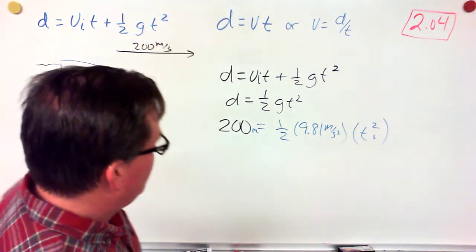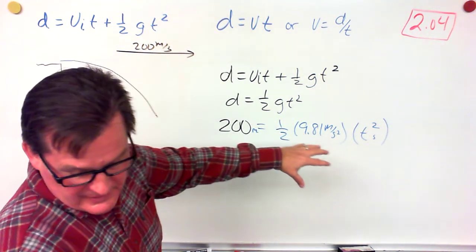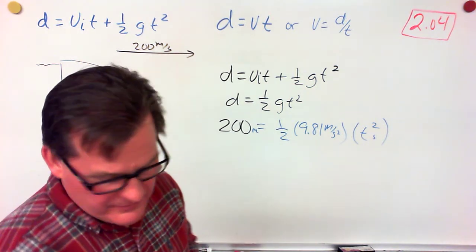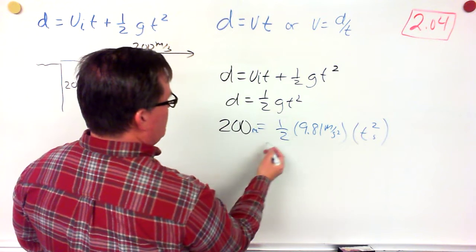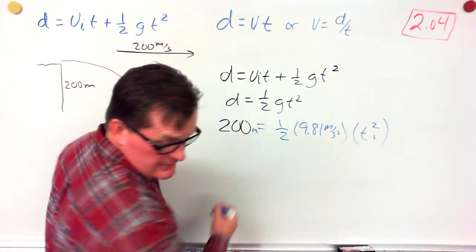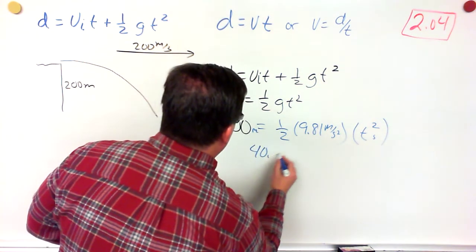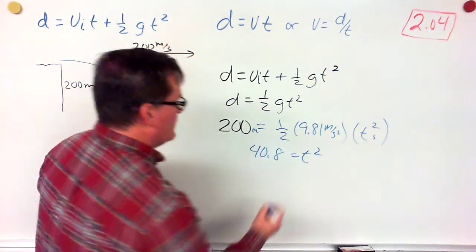So let's do the calculations. And I'm actually not going to do the calculations. I did them ahead of time, and they're in the worked example. I trust that you know how to do the calculations. But when you do all this, you take 9.81 divided by 2, divide that product into 200. You should get about 40.8 is the time squared, and that would be seconds squared. We'll go ahead and put that there.